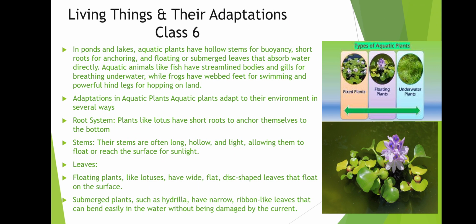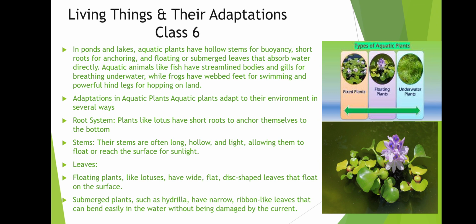Now, living things and their adaptation in ponds and lakes. Aquatic plants have hollow stems for buoyancy, short roots for anchoring, and floating or submerged leaves that absorb water directly. Aquatic animals like fish have streamlined bodies and gills for breathing underwater, while frogs have webbed feet for swimming and powerful hind legs for hopping on land.